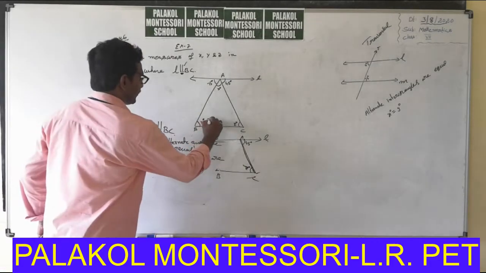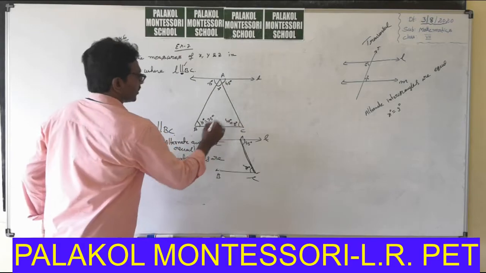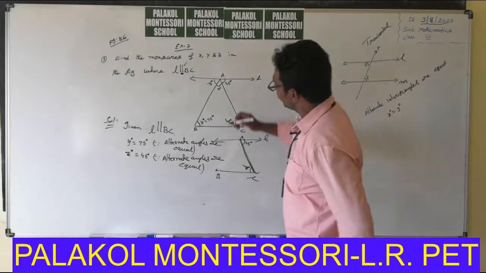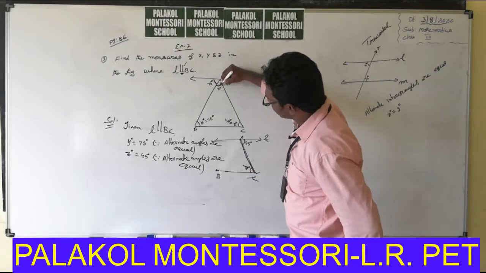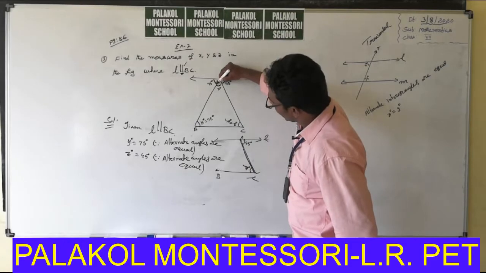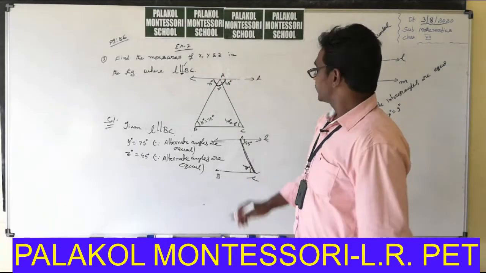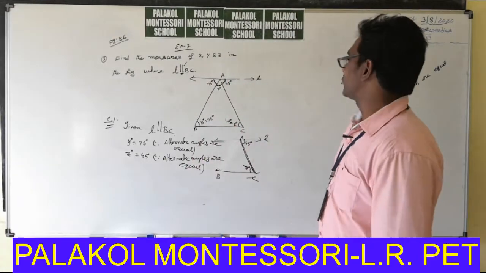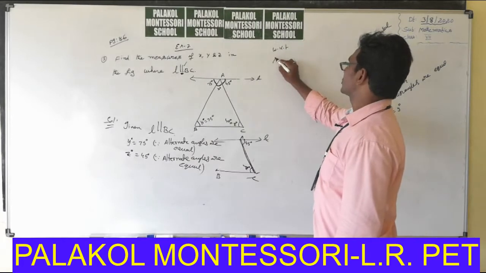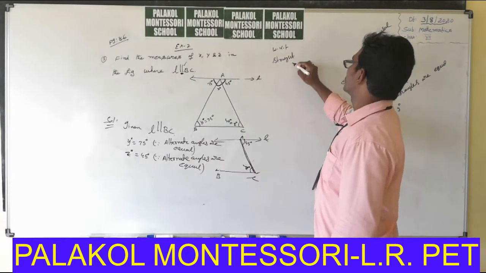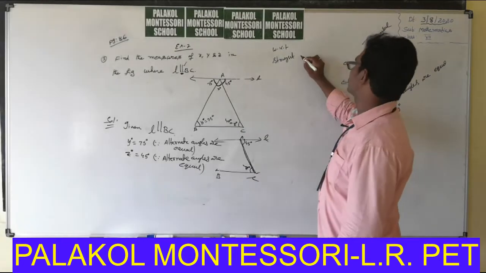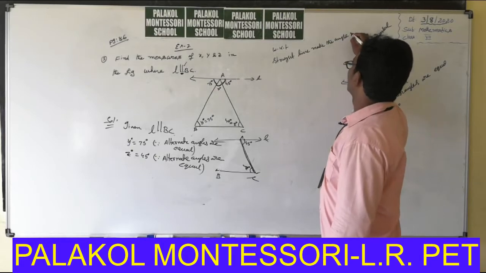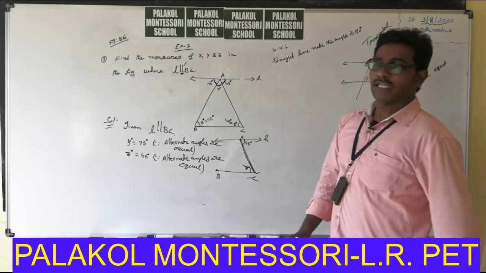So, this is 75, this is 45. Now you find only x. Guys, please see, this is 75 degrees, this is x degrees, this is 45 degrees. All these angles added form one straight line. A straight line makes an angle equal to 180 degrees. You know that? A straight angle is 180 degrees.